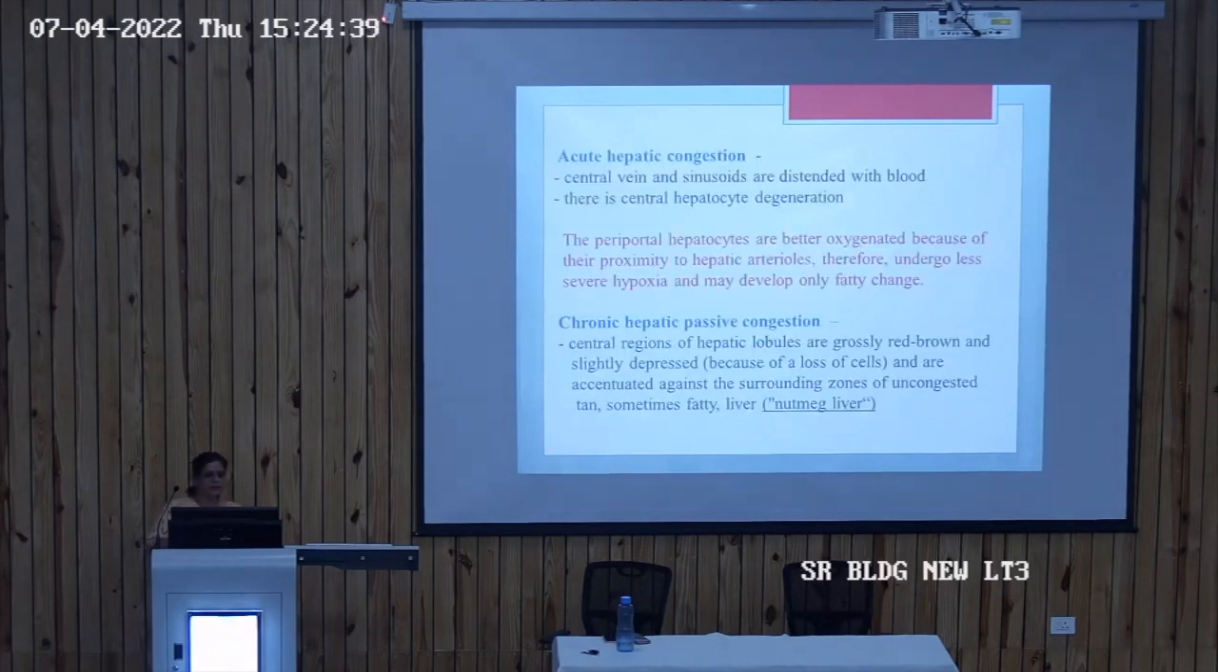In acute hepatic congestion, the central vein and sinusoids are distended with blood. There is central hepatocyte degeneration. The periportal hepatocytes are better oxygenated because of their proximity to the hepatic arterioles. Therefore, they undergo less severe hypoxia and may develop only fatty change. So in chronic hepatic passive congestion, there is an appearance of nutmeg liver.